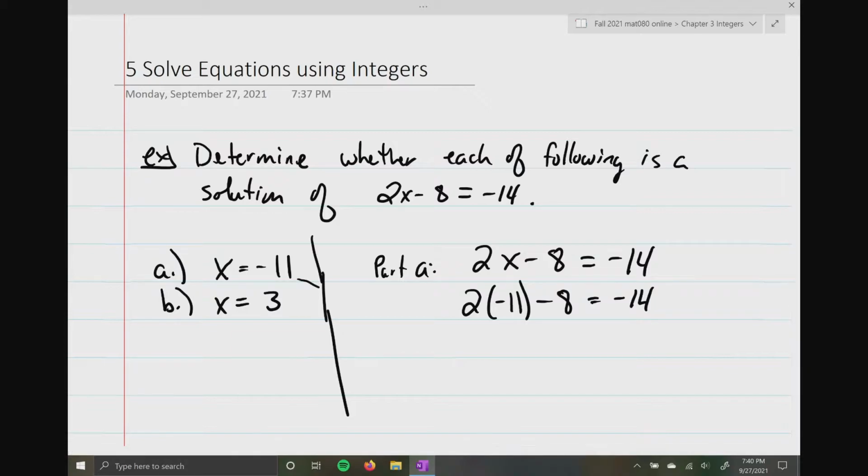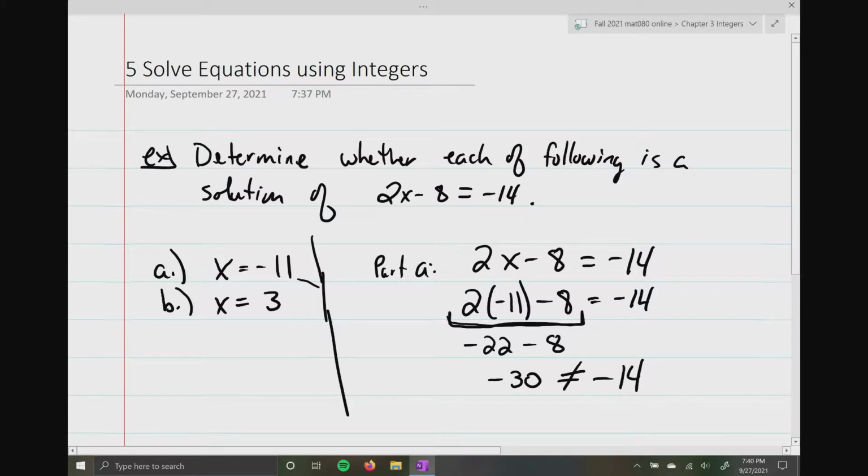So when we do our math here, we're only focused on this left side. So 2 times negative 11 is going to be negative 22 minus 8. And negative 22 minus 8 is going to be negative 30. And that does not equal negative 14. So for our first answer, we just write a big fat no. Okay? Now, I'm going to erase, and we're going to try the other solution here.